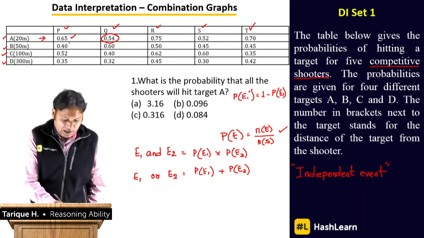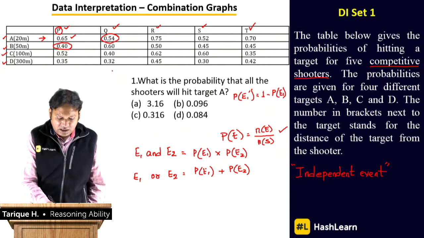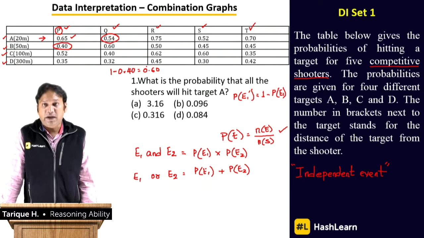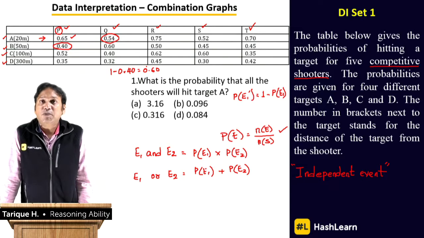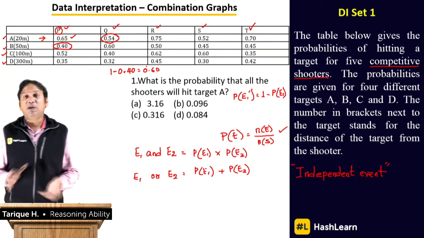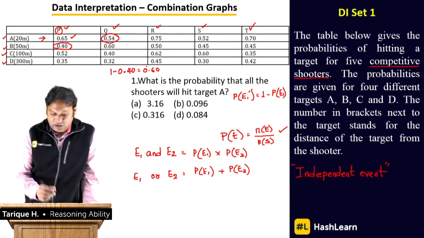For example, if I know that the probability for P hitting target B is 0.40, then what is the chance that B will not hit the target? 1 minus 0.40, that is equal to 0.60. So if I know the probability of B hitting a target, then I can find out the probability that B will not hit the target by subtracting that value from 1. Okay, so these are the basics that one should know in order to approach a question like this. Now let's see what this question number 1 is talking about.